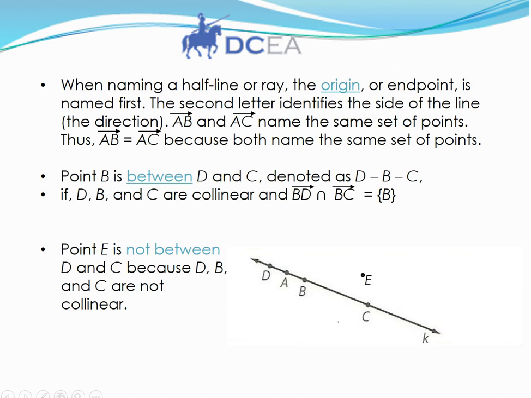When naming a half-line or ray, the origin or endpoint is named first. The second letter identifies the side of the line or the direction. So AB and AC named the same, ray AB and ray AC name the same set of points.